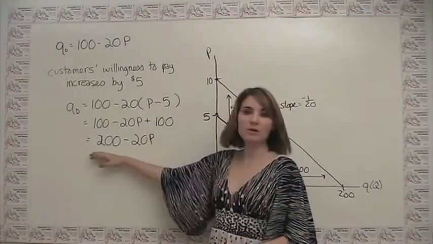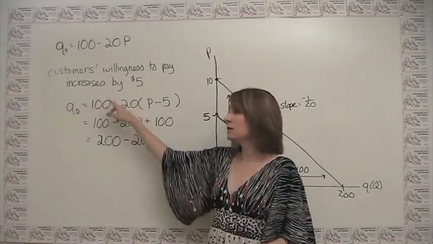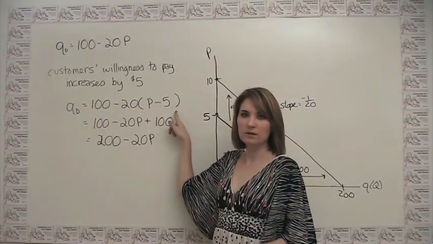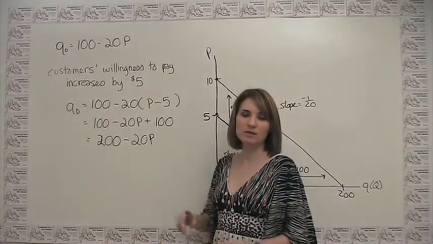You just have to remember, if you're going to do this directly, that if you're increasing the willingness to pay, you need to subtract from p, and if you're decreasing the willingness to pay, you need to add to p. Just remember that it's backwards and you'll be fine.